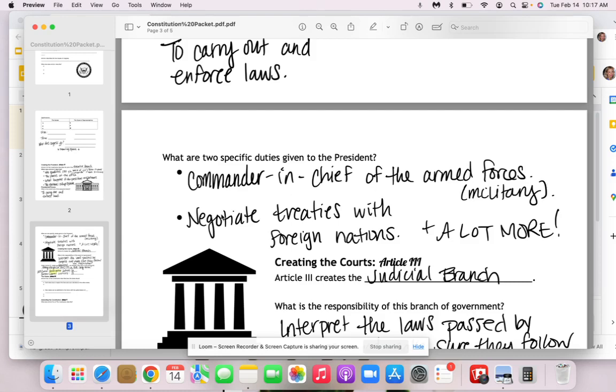Another specific duty is presidents negotiate treaties with foreign nations. It's usually members of their cabinet as well. And this is also a simplification because presidents do a lot more.